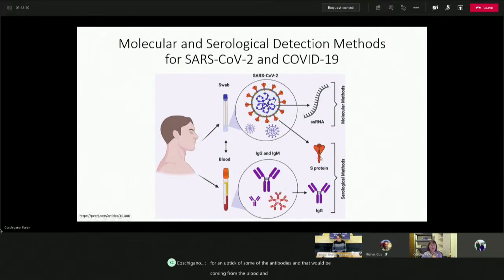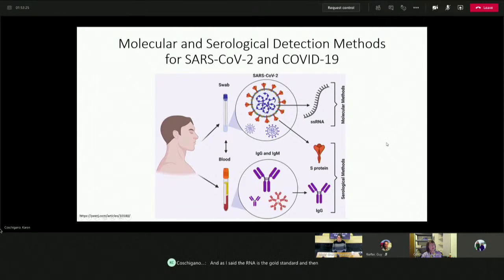And these methods are fairly quick, but they've managed to get some of the molecular assays to be pretty quick as well. These are a little less specific, and as I said, the RNA is the gold standard.